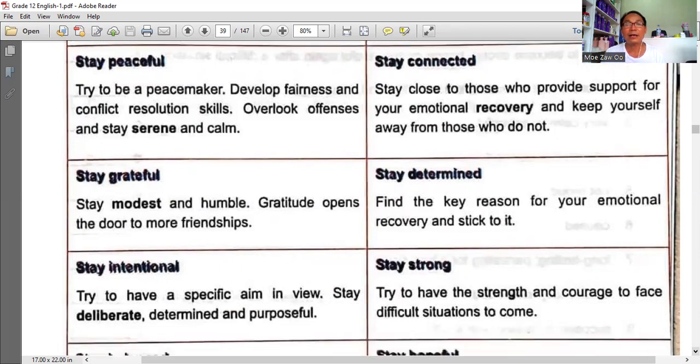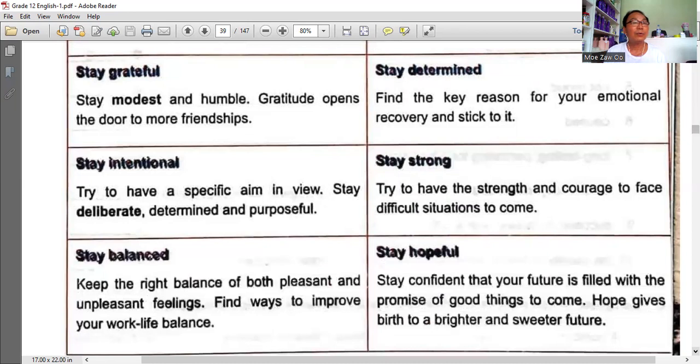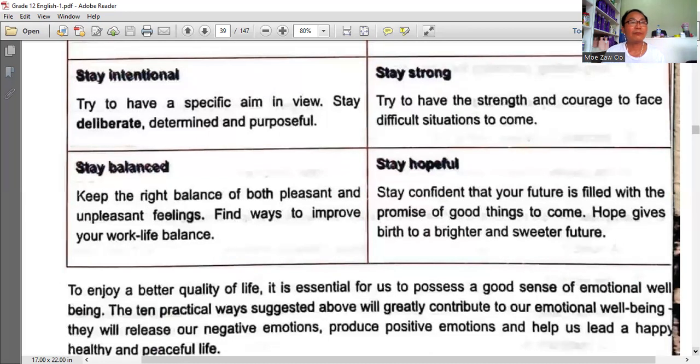Stay connected. Stay close to those who provide support for your emotional recovery and keep yourself away from those who do not. Stay grateful. Stay modest and humble. Gratitude opens the door to more friendships. Stay determined. Find the key reason for your emotional recovery and stick to it. Stay intentional. Try to have a specific aim in view. Stay deliberate, determined, and purposeful. Stay strong. Try to have the strength and courage to face difficult situations to come.